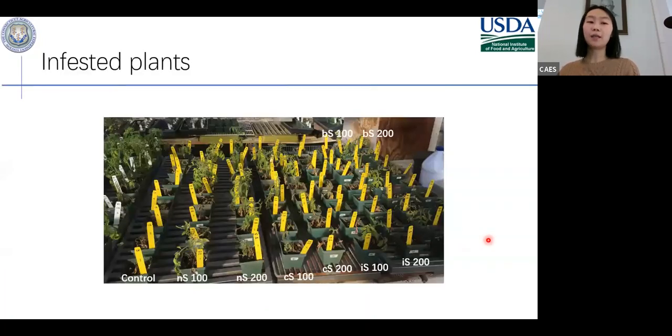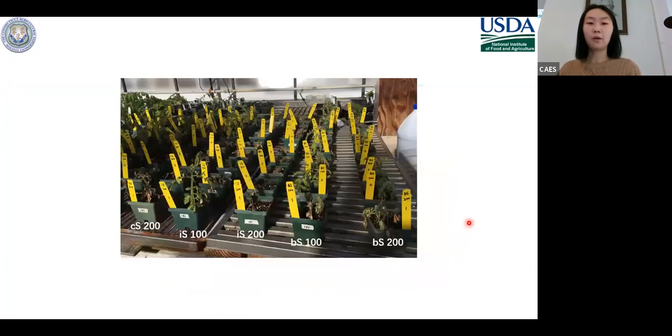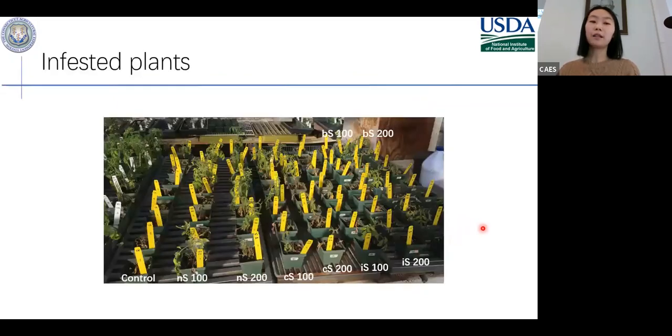And then for the infested plants, we also see a similar trend. The first line is the control, and then uncoated nanosulfur, coated nanosulfur, ionic sulfur. Compared with the middle growth stage, at the end point there's nearly no growth in the control, but in the nanosulfur and coated nanosulfur treated plants, many of the seedlings still seem to be growing.